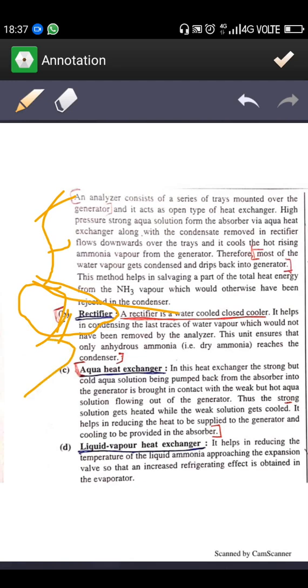Then the aqua heat exchanger; there are two types of heat exchangers. In the aqua heat exchanger, the strong but cold aqua solution being pumped back from the absorber into the generator is brought in contact with the weak and hot aqua ammonia solution. The liquid vapor heat exchanger helps in reducing the temperature of the liquid ammonia approaching the expansion valve so that an increased refrigerant effect is obtained in the evaporator.